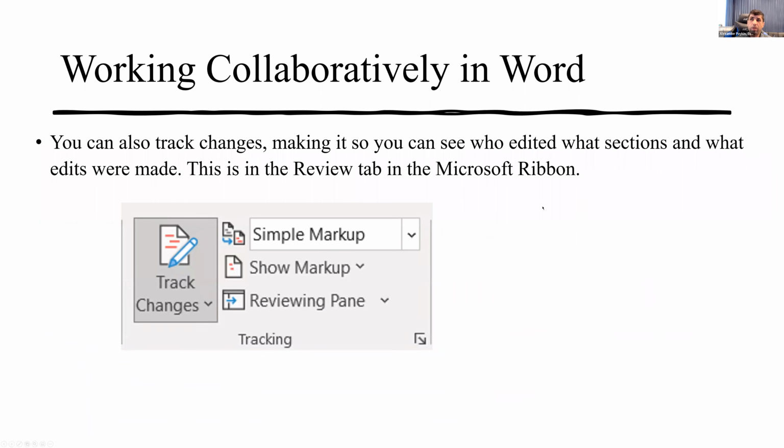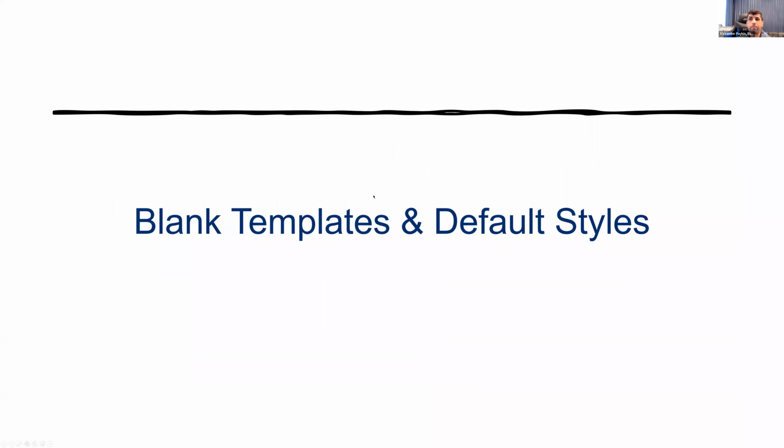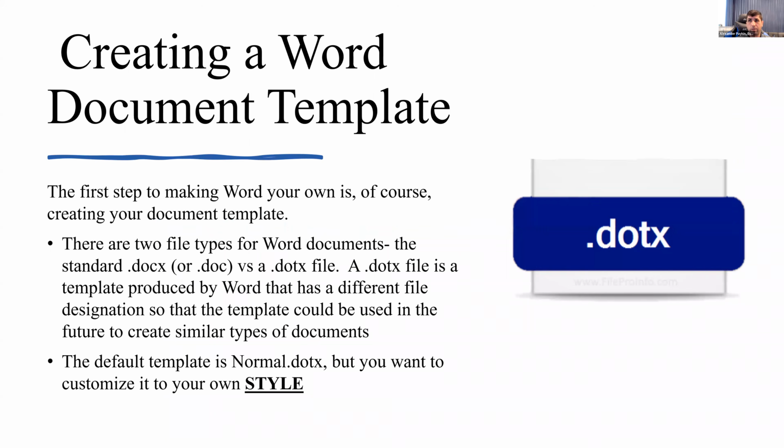Working collaboratively is also nice for just being able to see what. Keeping track changes on is also nice when working collaboratively, because it lets you see who made what changes, because it will show the different users' track changes in different colors. So that's pretty handy. Now, that's the ribbon, or at least the most important bits of the ribbon that you as attorneys probably will come across. Now let's discuss blank templates and default styles.